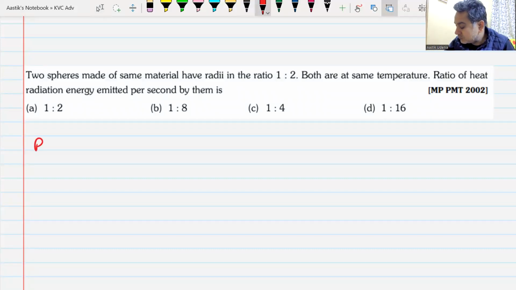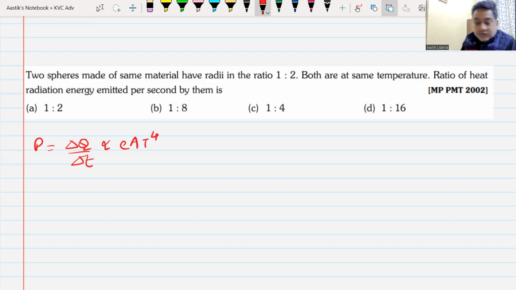Power, delta Q by delta T, is directly proportional to A E T raised to the power 4. Yes or no? Yes, sir. Both are at the same temperature. Radius. So it is directly proportional to radius square. Yes or no? Yes, sir.